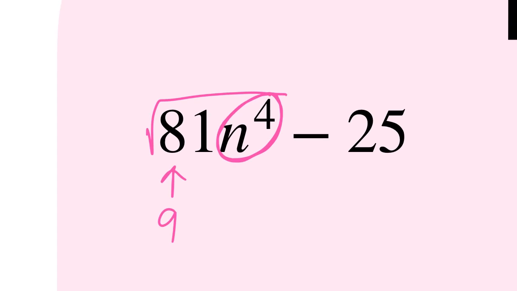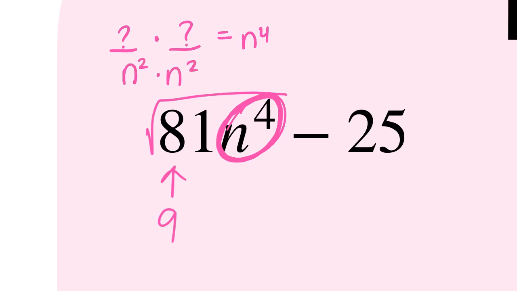So you have to think about, what times what would equal n to the 4th. So remember how exponents work. If I want to end up with an n to the 4th, I need to be able to add the exponents. And what number would be the same thing if we could have the same number? So n squared times n squared, that would work, right? n squared times n squared would equal n to the fourth, because when you multiply exponents, you just add them.